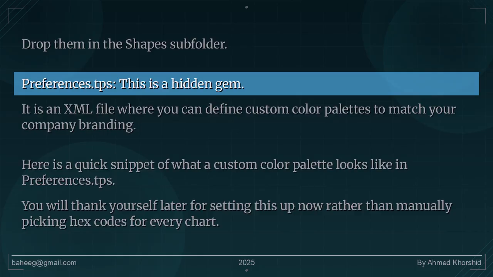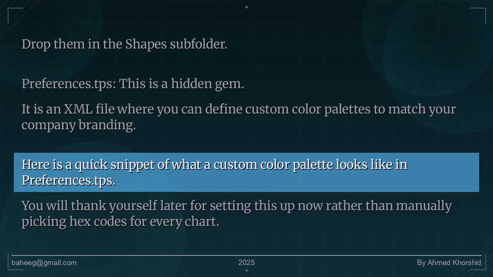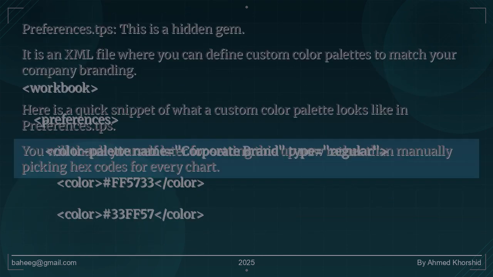Preferences.tps, this is a hidden gem. It is an XML file where you can define custom color palettes to match your company branding. Here is a quick snippet of what a custom color palette looks like in preferences.tps. You will thank yourself later for setting this up now rather than manually picking hex codes for every chart.